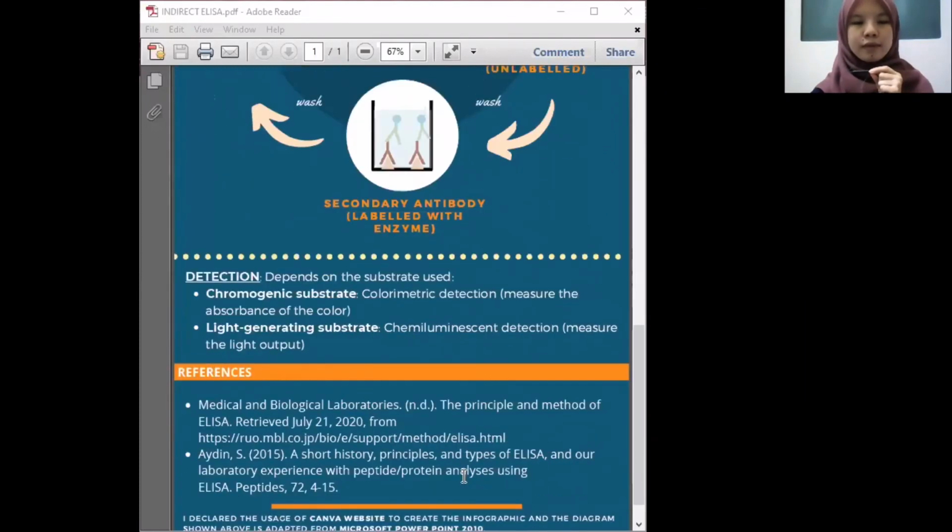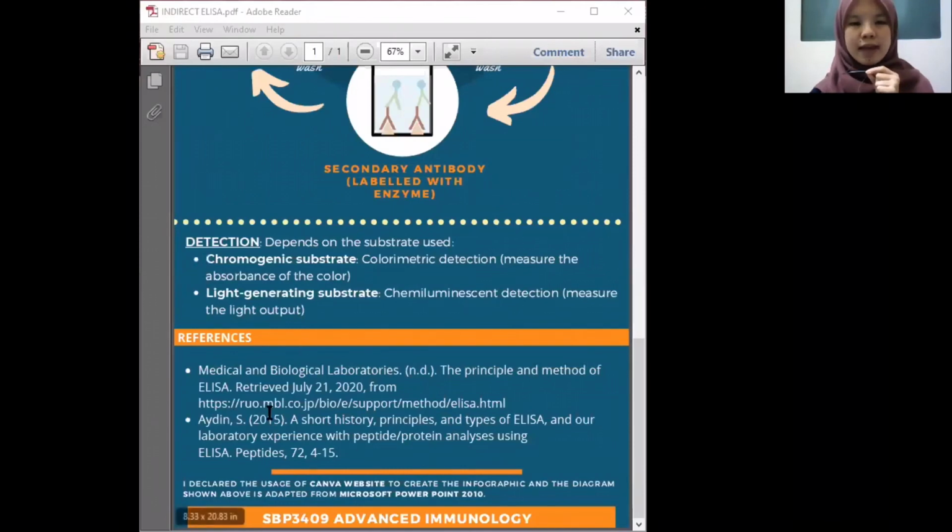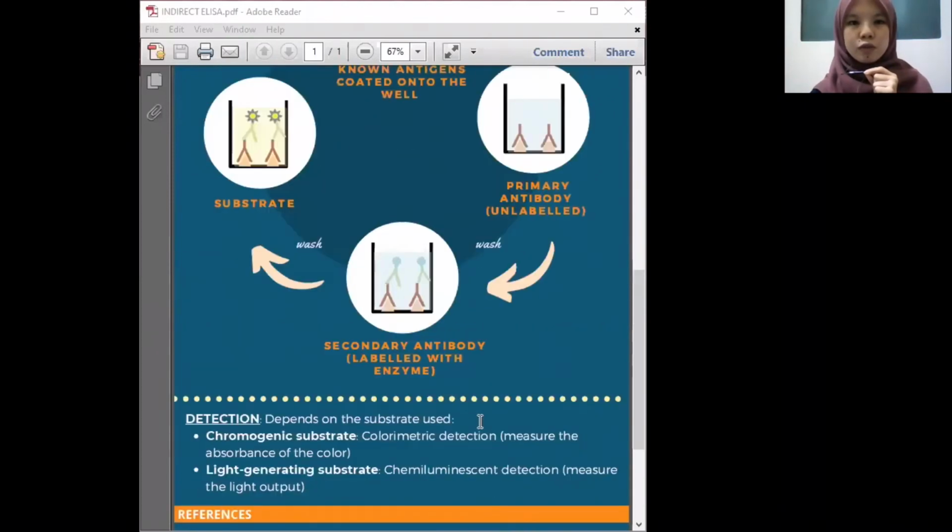These are my references, and I used Canva for creating this infographic, and I also used Microsoft PowerPoint to make this diagram.